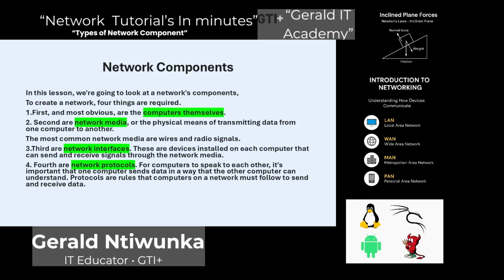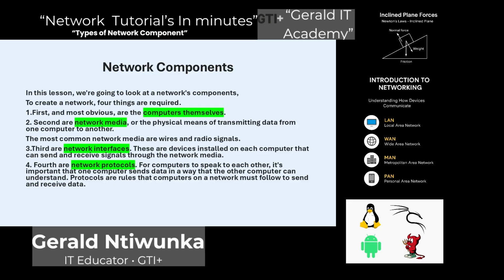Now, what are the network components that we are going to look into today? In this lesson, we are going to look at a network's components. To create a network, 4 things are required. Yes, 4 things are required.